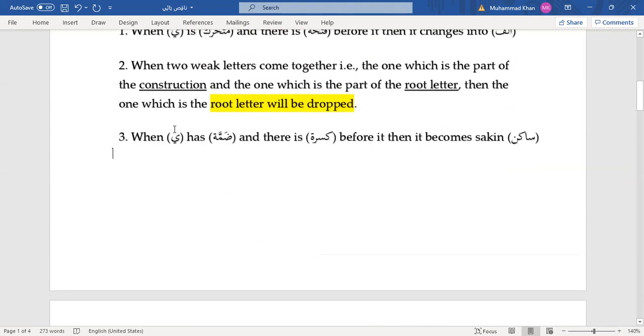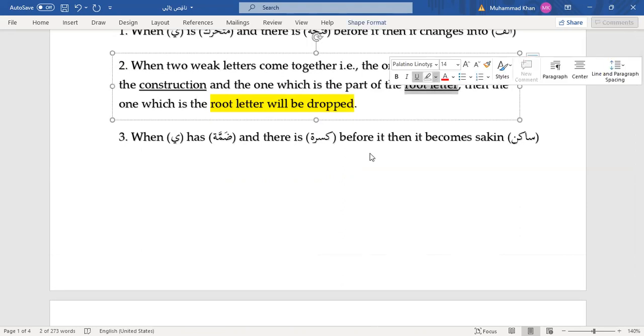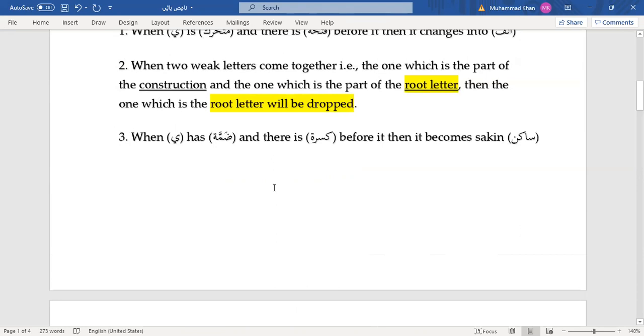Rule number 2 is the same, the standard and the most important rule: when two weak letters come together, then the one that is part of the root letters will be dropped. This rule we discussed yesterday and today. Is there anything that is not clear about these two rules? These two rules are not new, by the way. Both of these are old. So you should be confident that you know these two rules, right?